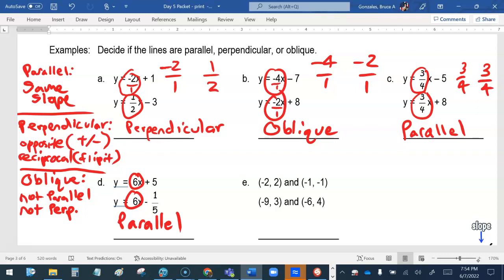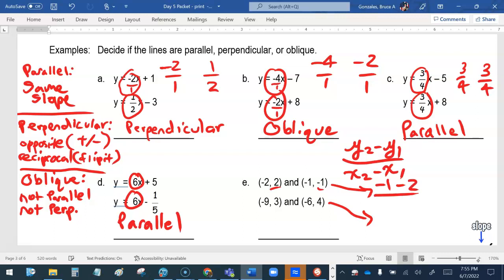Now letter E. What? That's not an equation. That's not a slope. But we can still use that y2 minus y1 over x2 minus x1 to get these two slopes. Okay. So I'm going to do this one, and then I'm going to do this one. So y2 minus y1, negative 1 minus 2 over negative 1 minus negative 2. Okay, so we get negative 3 over 1. All right, and now this one, 4 minus 3 over negative 6 minus negative 9. 4 minus 3 is 1. Negative 6 minus negative 9 is like negative 6 plus 9, 3. So 1/3.